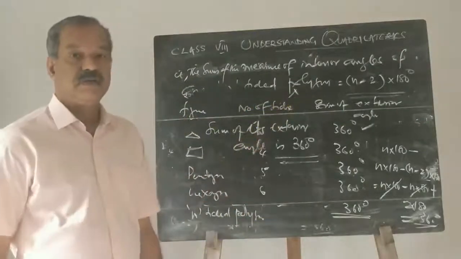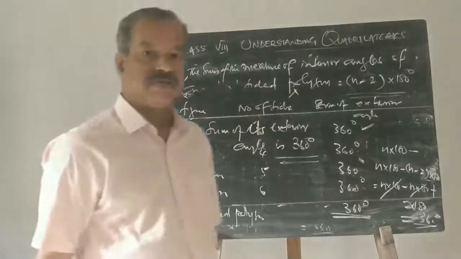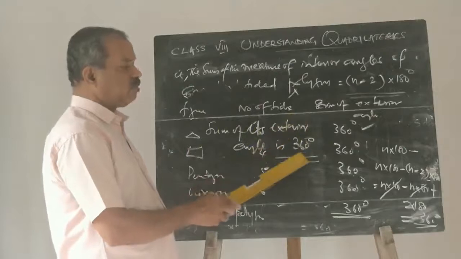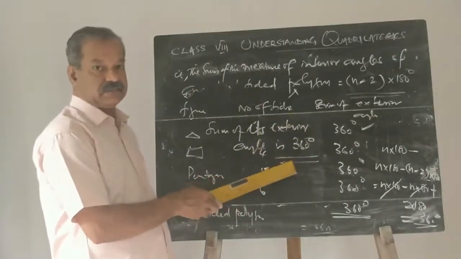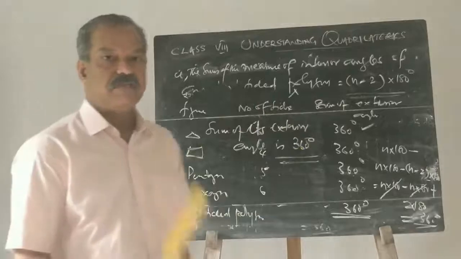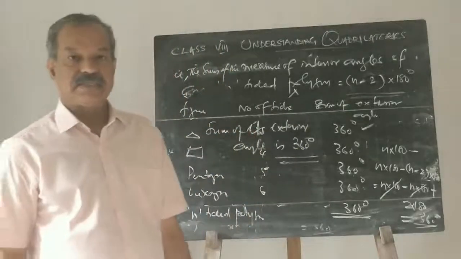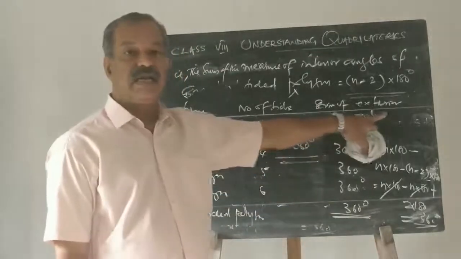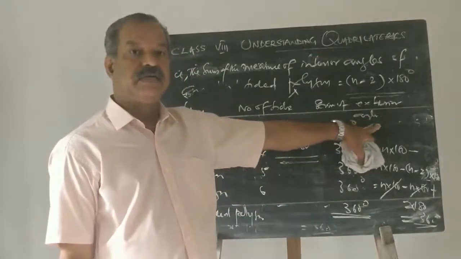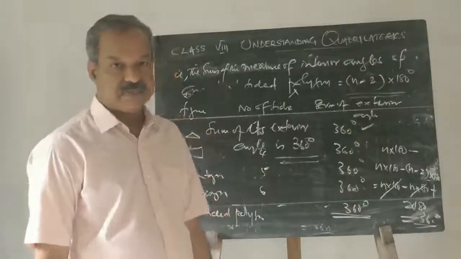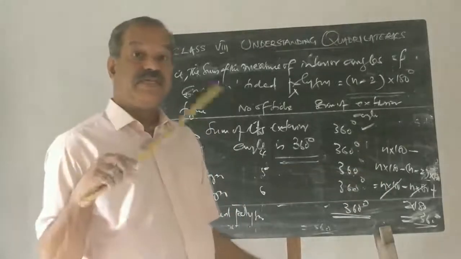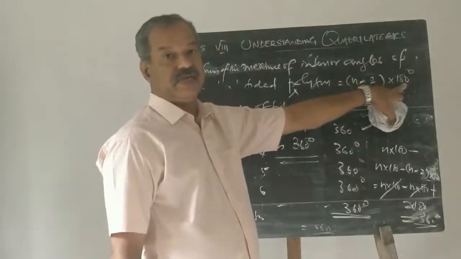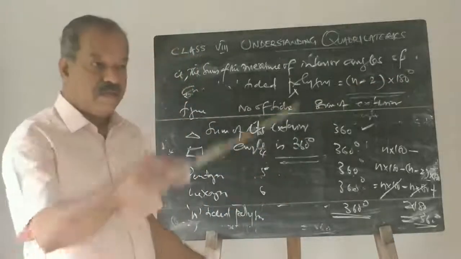So the sum of the exterior angles of a polygon does not depend on the number of sides of the polygon. Whatever the number of sides, remember, the sum of the exterior angles is always 360 degrees. Suppose a polygon has 100 sides. What will be the sum of the exterior angles? It is 360, whatever the number of sides. What will be the sum of the interior angles? (100 minus 2) into 180, that is 98 times 180.